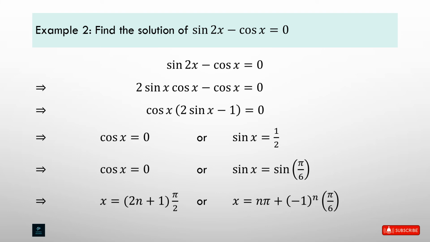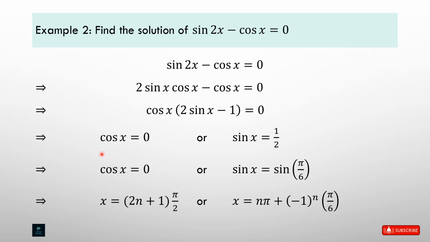Now let us take a few examples. In this example, we will find the solution of sin 2x minus cos x equal to 0. Sin 2x minus cos x equal to 0 implies that 2 sin x cos x minus cos of x is equal to 0, since sin of 2x is equal to 2 sin x cos x. Taking cos x common, we get cos of x into 2 sin x minus 1 equal to 0. This means that either cos x is equal to 0 or 2 sin x minus 1 is equal to 0.